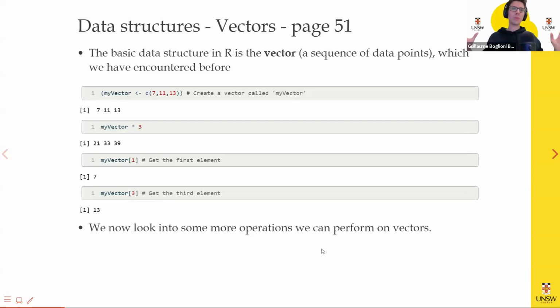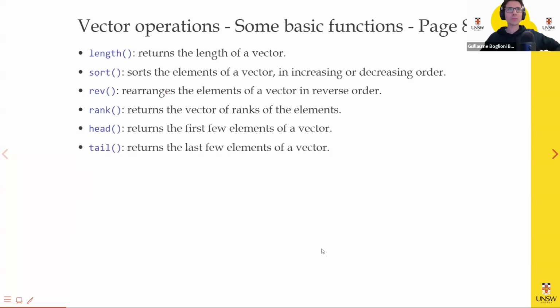Now we look at some operations we can perform on vectors. Those are functions in R to which you can feed a vector. In those examples, I think they're all numerical vectors. And then the function will return something specific. So length simply tells you how many elements are in the vector. Sort will arrange the values in ascending order. Reverse will just rearrange the elements in the opposite order.